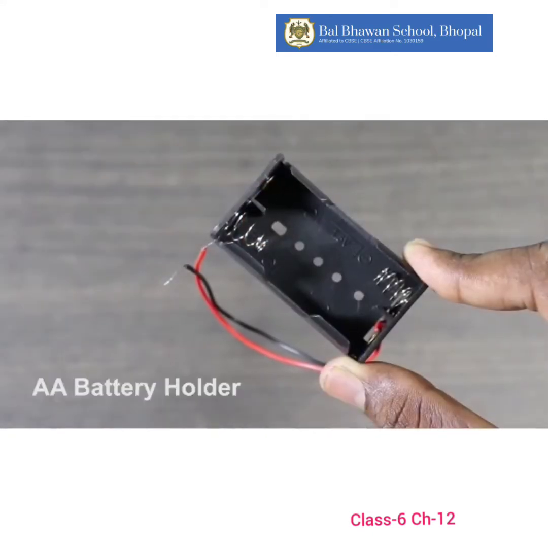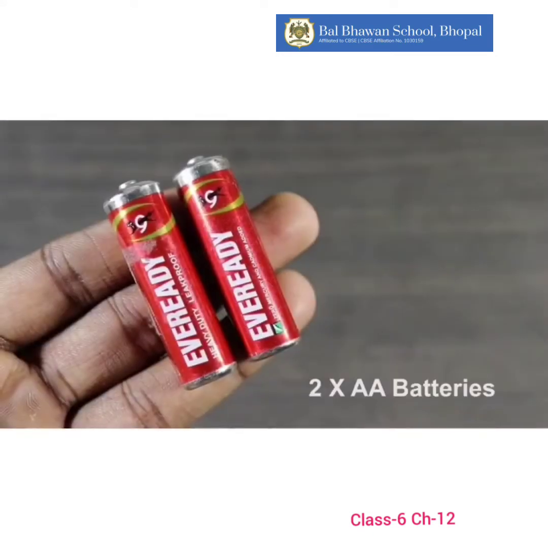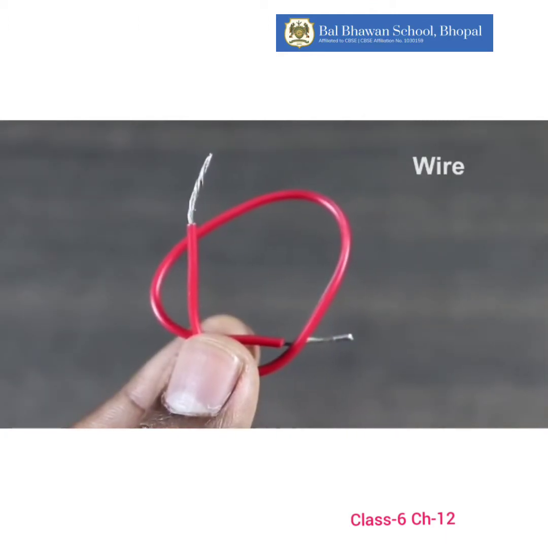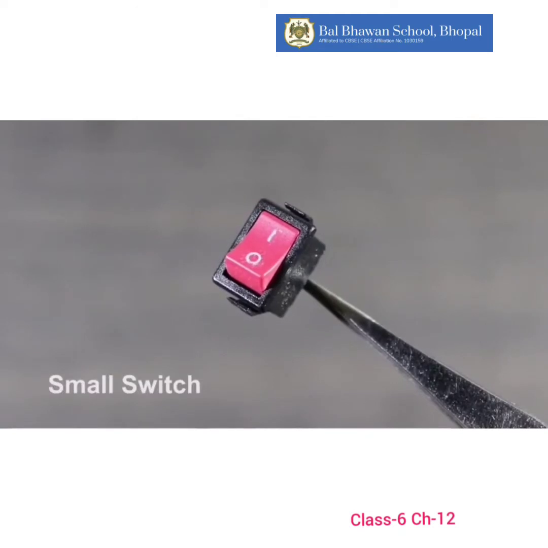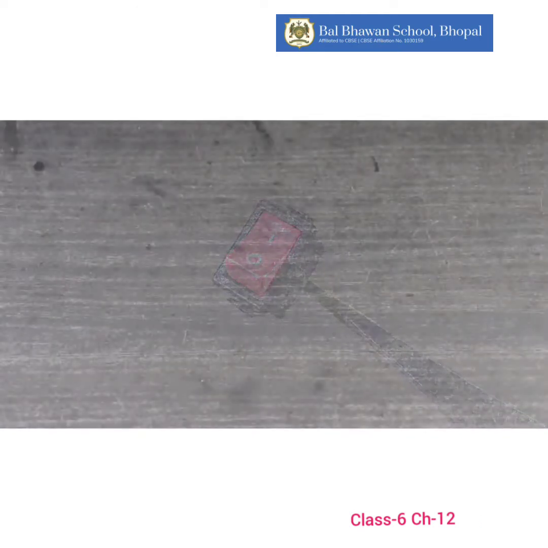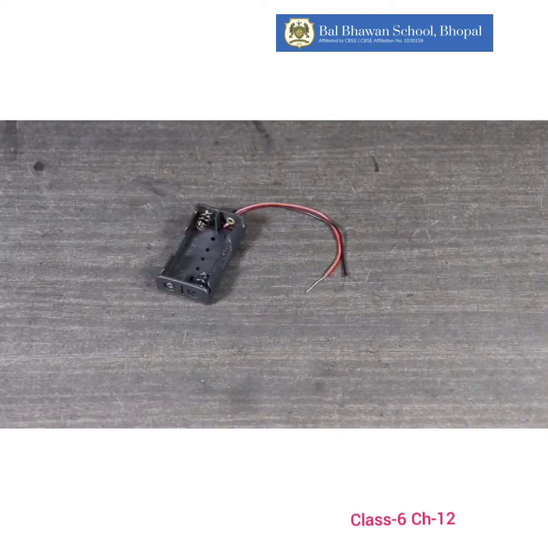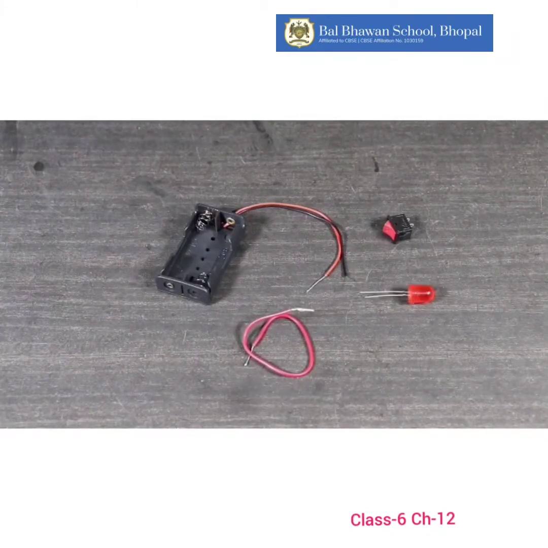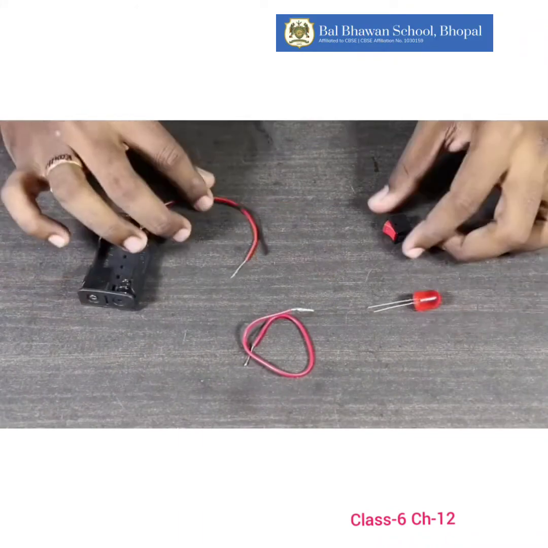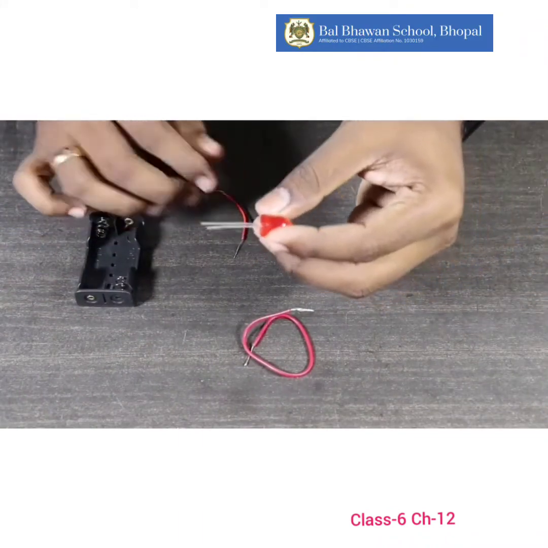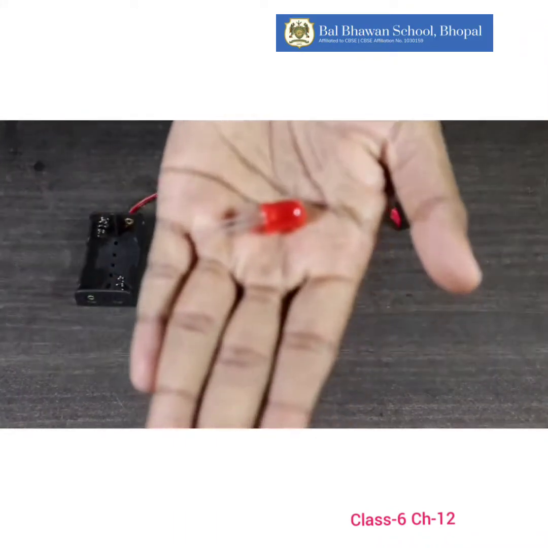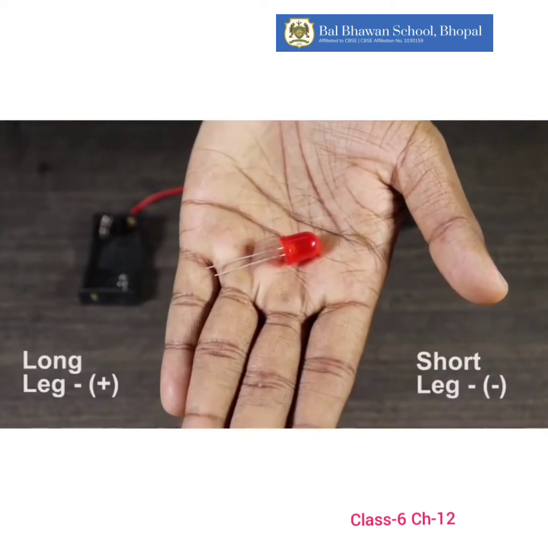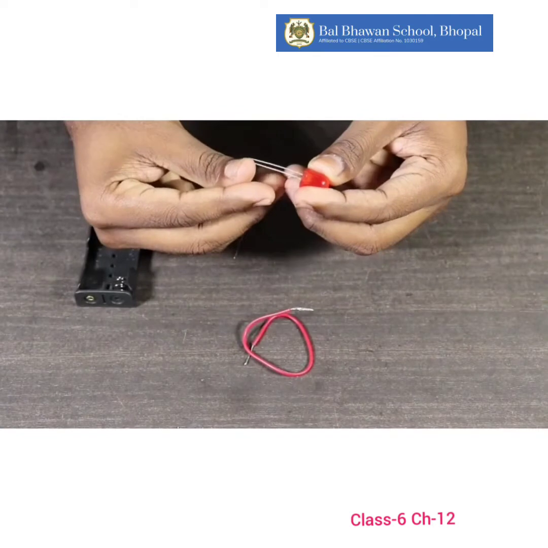Okay, now let's make a circuit. We need a battery holder, two batteries, wire, a small switch. Let us arrange all the components required to make a circuit. Place them on a board. This is an LED. The long leg is the positive terminal, the short leg is the negative terminal. Here we are using it as a bulb.